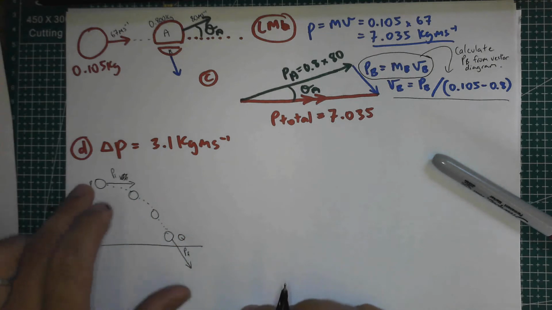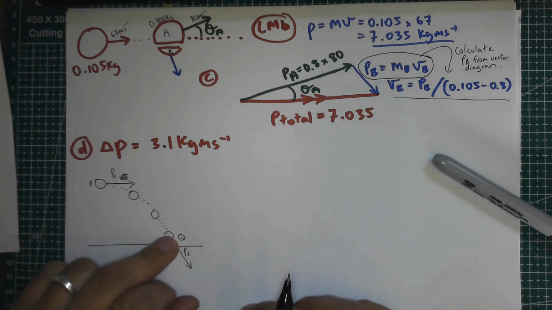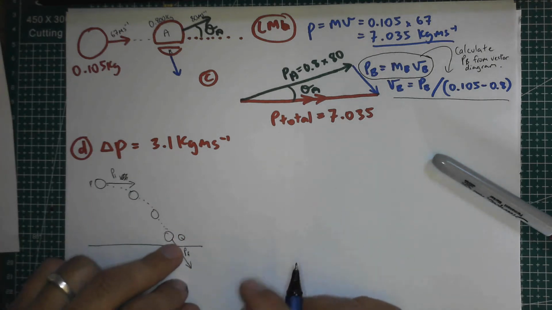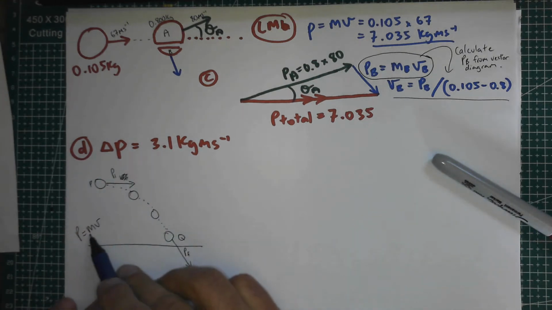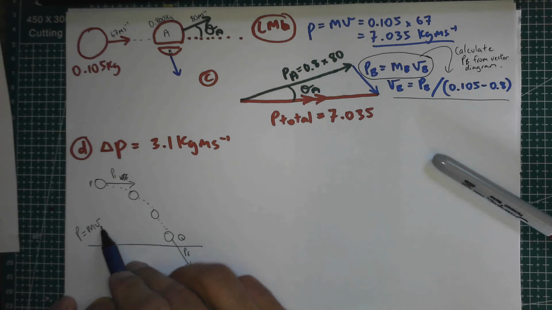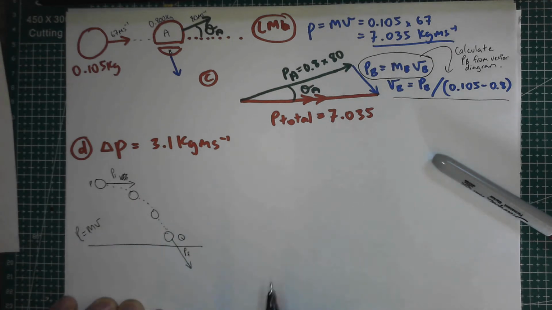Now the momentums are in the same direction as the velocity of the objects, because when we look at the equation for momentum, P equals mv, velocity is the only vector quantity on this side. Mass is a scalar, so the momentum vector must be in the same direction as the velocity vector, because the mass has no direction.